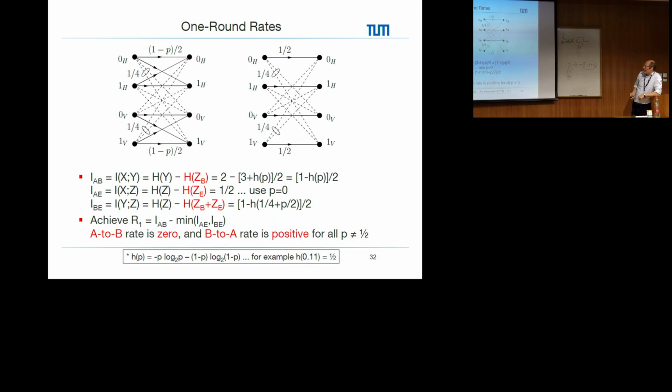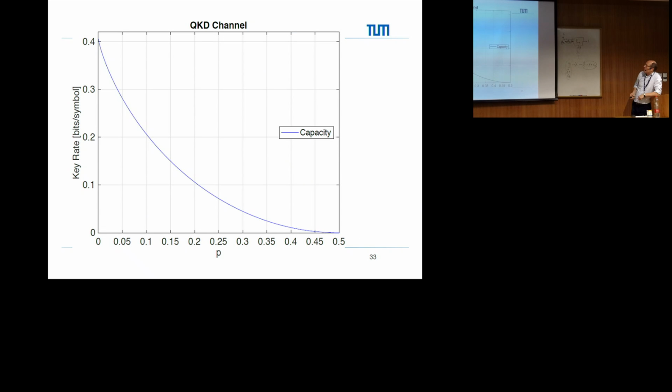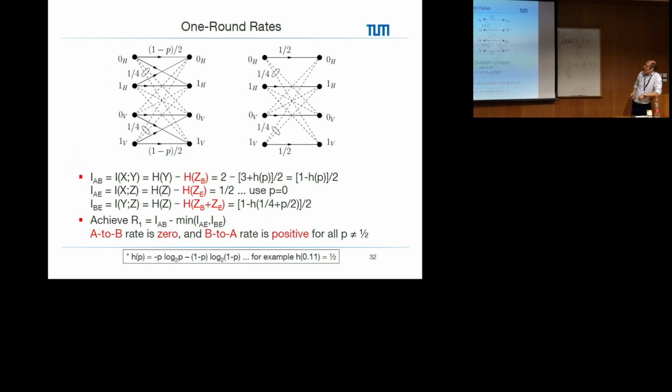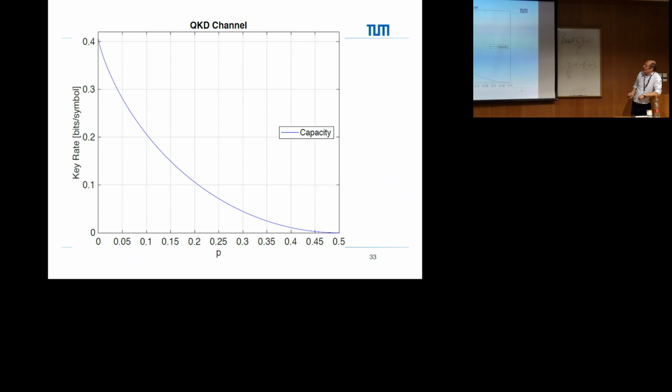I think here I chose P to be 0.1. What did I choose? Oh no, P is on the x-axis, of course. So this is the capacity as P changes. When P becomes 0.5, then Bob has a completely noisy measurement, and Bob is equivalent to Eve, but you get these rates. Okay, that's the capacity. That's example one.